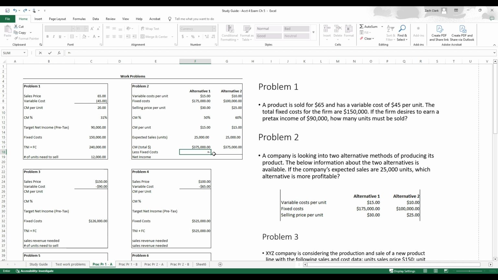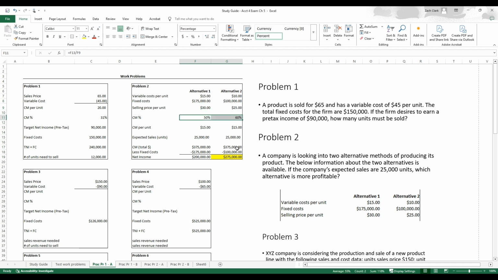But then we've got a different fixed cost. So we've got 175,000 in alternative 1 and 100,000 in alternative 2. So if we take out the fixed cost, then we can see that alternative 2 is the more profitable pathway to go. It's not always obvious, you kind of have to look at the data.